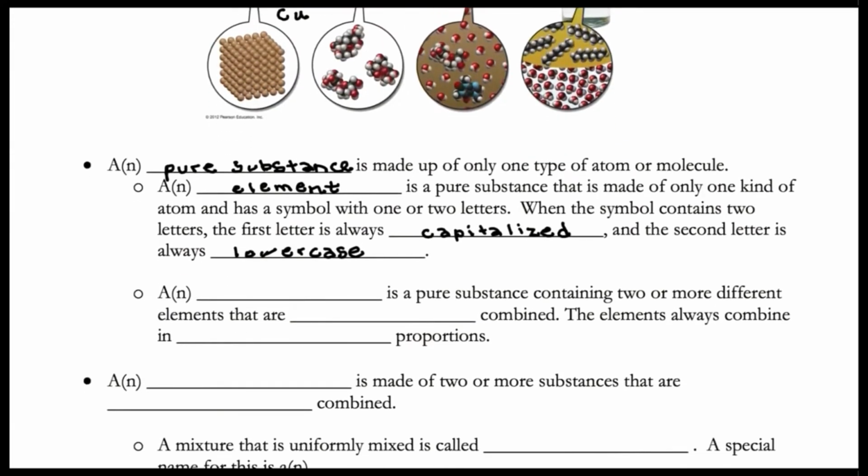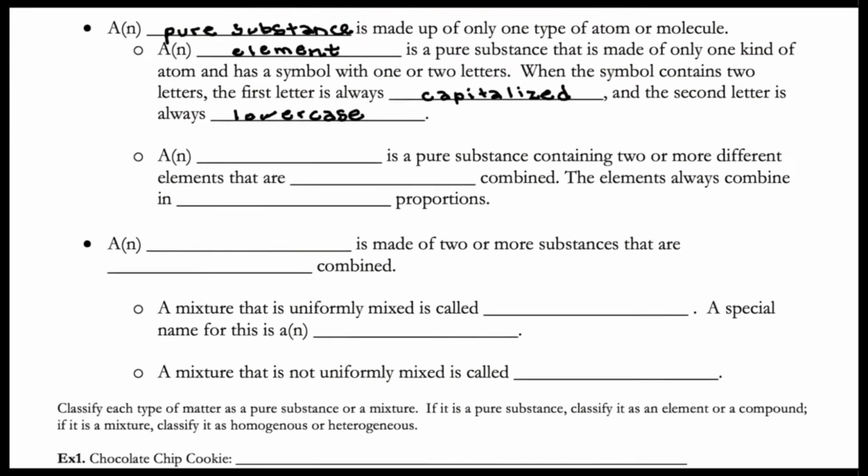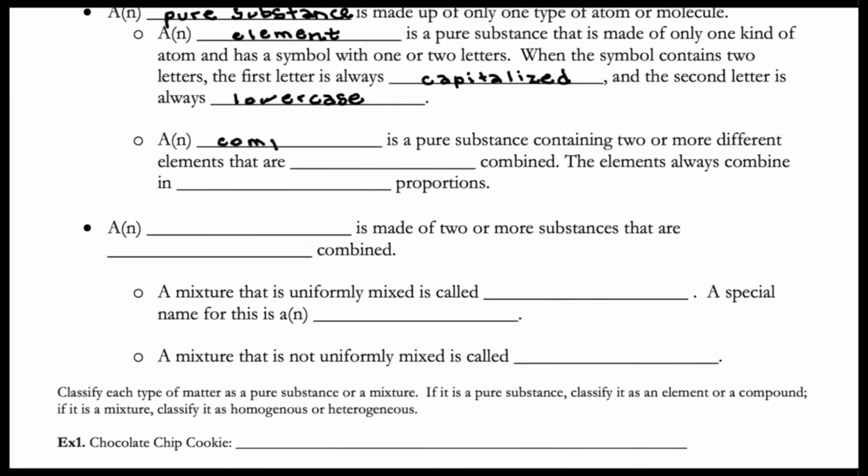Now, a compound is a different type of pure substance that contains two or more different elements that are chemically combined. And we see that in the form of chemical bonds. The elements always combine in what we call definite proportions. So what exactly does that mean? Well, let's look at the example that we have here.